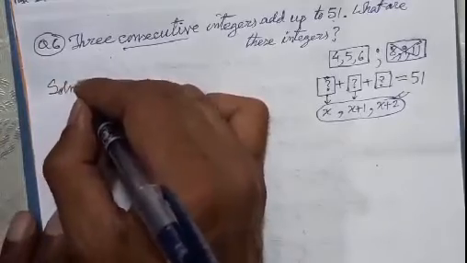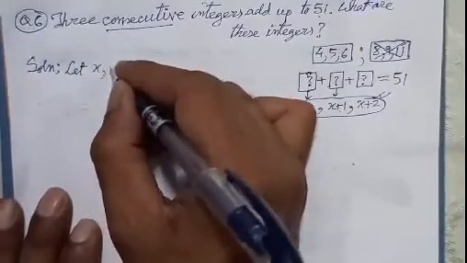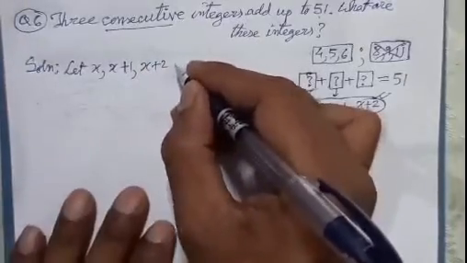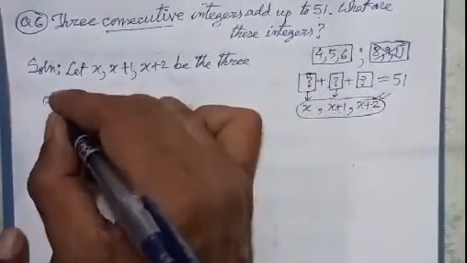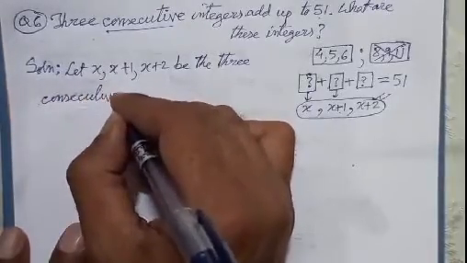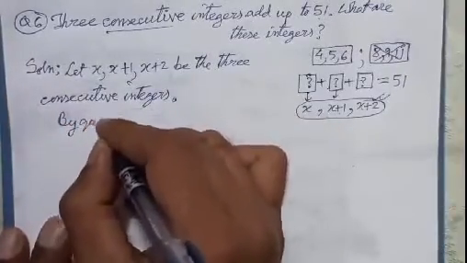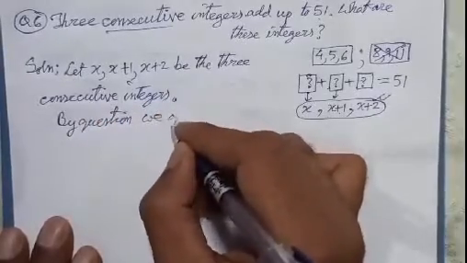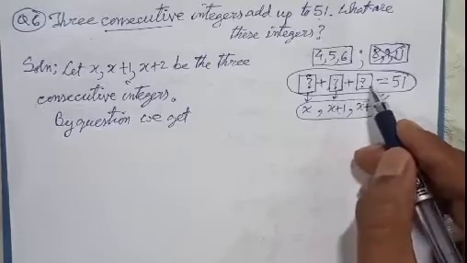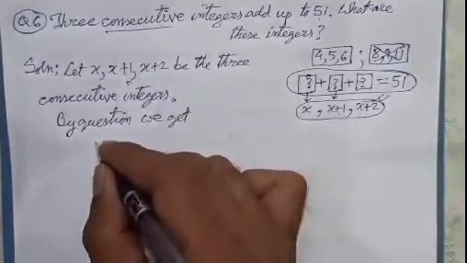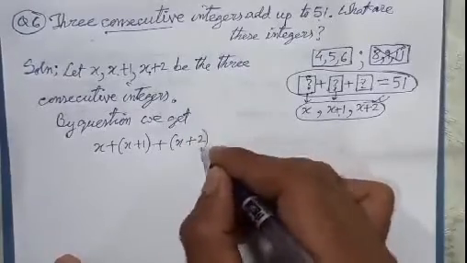Now solution. Let x, x plus 1, x plus 2 be the three consecutive integers. Now by question we get. By question we get. This is what the question says. If we add together the three integers, the answer is 51. So first integer x plus second integer x plus 1, third integer x plus 2, and this sum is equal to 51.